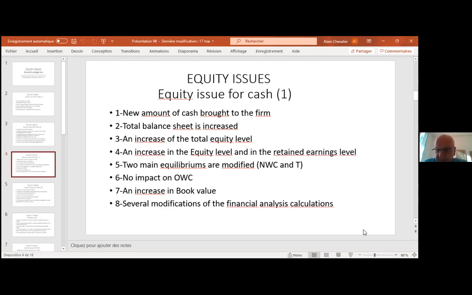Of course, you have an increase in book value. You have an increase in book value because when you increase the level of equity without any modification of the debts, you increase the book value of a company. But you also increase, and we see that in the calculation, the market value of a company. It means you have the same market value as before, plus an amount of cash. The increase is equal to the amount of cash which is brought to a company.